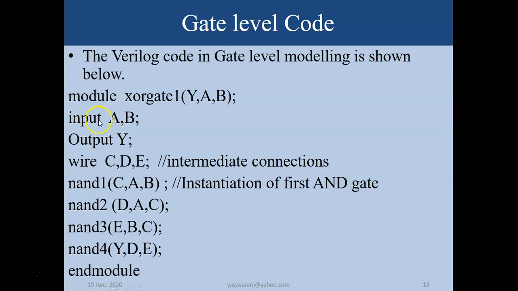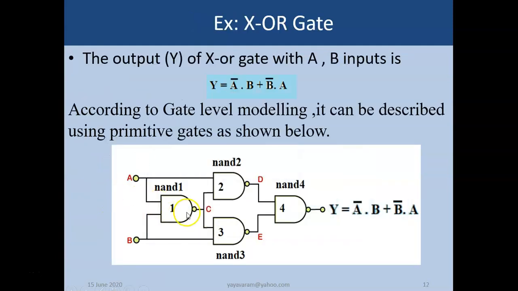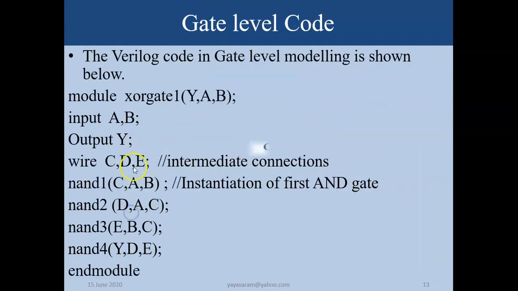So here I am declaring input A comma B, output Y. But this is the new thing which you are using for the first time: wire, that's what I told, intermediate connection. Wire C comma D comma E. So what are these wires C, D, E? You can see the output of NAND 1 is given to NAND 2 and NAND 3: C, intermediate. Similarly, the output of NAND 2 is given to NAND 4. I call this D. Output of NAND 3 is given to NAND 4. This is E. So C, D, E are intermediate inputs. We should denote them by the word wire. Always you should remember.